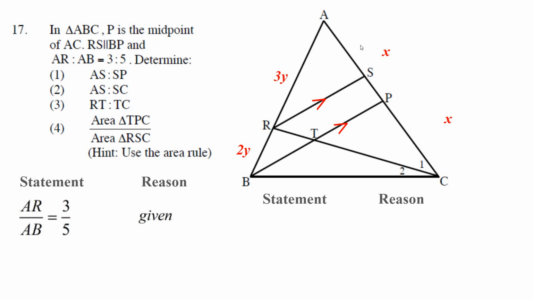Now, writing in these letters, we know that AP is X. We know that PC is X. We know that AR is 3y and RB is 2y. Hey, that's pretty useful because we've got a lot of information to work with here.